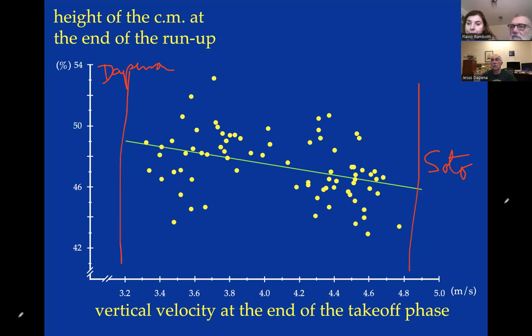What do you think this athlete is going to do in the next jump? Is he going to come in at 43%? No, he will come in at 46%. He will come in at the optimum.